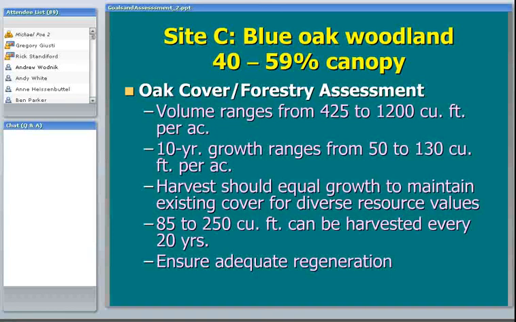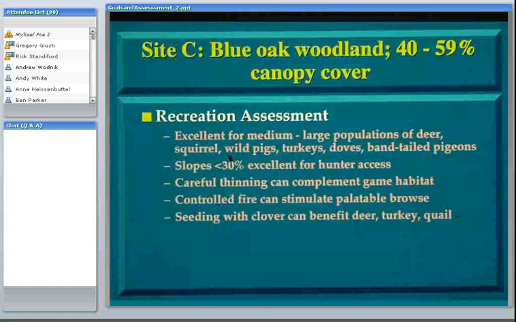We give some idea of if you were going to be doing some commercial harvesting, how much could be harvested to still maintain the current crown cover. And then we talk about the importance of regeneration. So this kind of helps you get some broad sideboards on what's possible for these different stands.